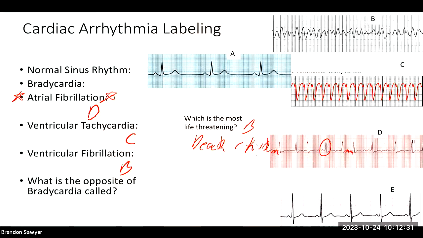Okay, and then for these two, the only difference is the distance between the QRS complexes. Which one did you think was normal sinus rhythm? E, right? And then a slower bradycardic rate was the last one, which was A. And what do we call the opposite of bradycardia? Tachycardia, right? Okay, good. Any questions or comments about any of those?